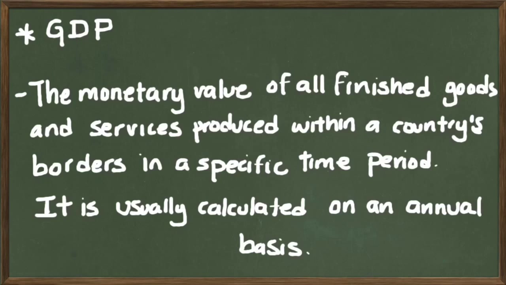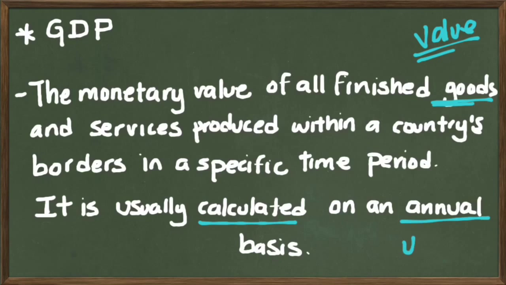GDP, or gross domestic product. That is the monetary value of all finished goods. We talk about goods, everything that has a value. Everything that has a value, it's a good. And services produced within a country's borders in a specific time period. It is usually calculated on an annual basis. Don't forget that annual refers to every year. So by year, we'll make sure that we know this with 2015, 2016, etc.